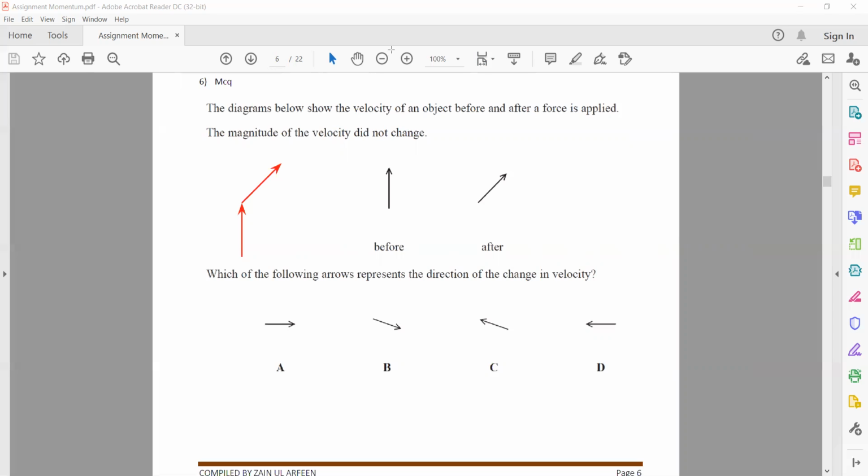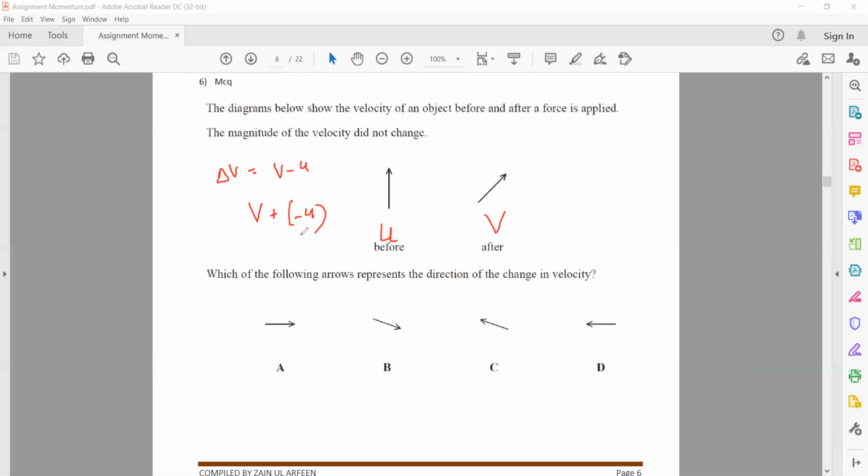So when we are finding the change in velocity, what is the formula to calculate it? It is final minus initial. So if this is u and this one is v, the change in velocity is equal to v minus u. So we need vector v and we need vector minus u, because v minus u in terms of vectors means v plus minus u.